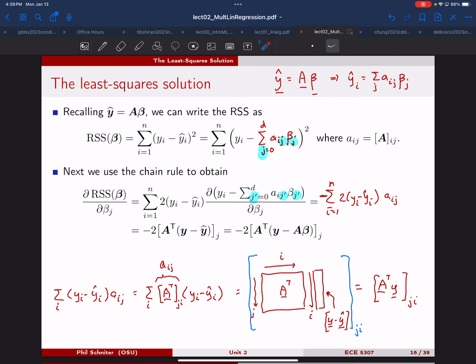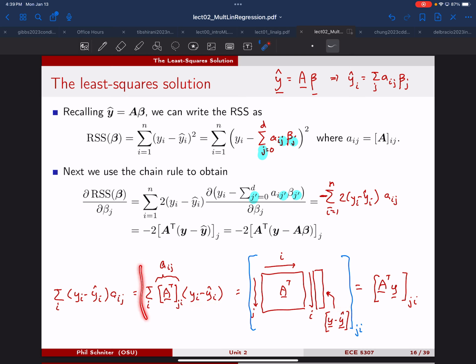Okay, so let me just review. We started with this expression over here. We removed the -2 for now to make it simpler. Then we moved the a_ij to the front and wrote it as matrix A transpose ji. Then we said, this looks like a matrix vector multiply. So let's put the matrix here. This is the ith row of y minus y hat as a vector.